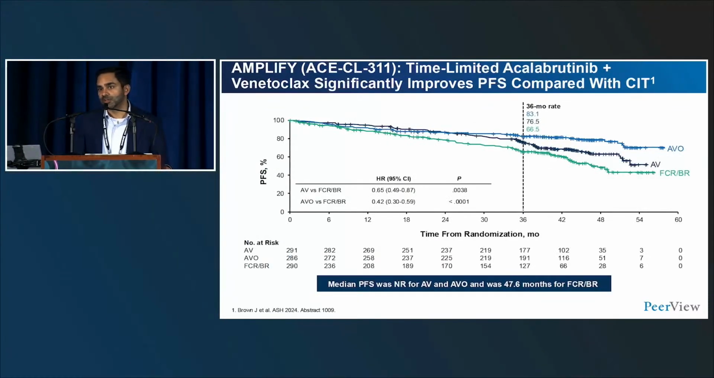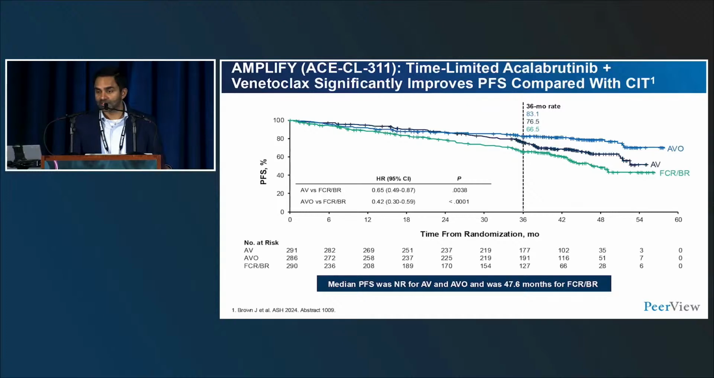And we recently saw data from the AMPLIFY trial. This was presented at ASH, demonstrating the combination of venetoclax with acalabrutinib. There are 3 arms in the study: the combination of acalabrutinib, venetoclax, and obinutuzumab, the combination of acalabrutinib and venetoclax alone, compared to what was the standard at the time the study was started, chemoimmunotherapy for frontline patients.